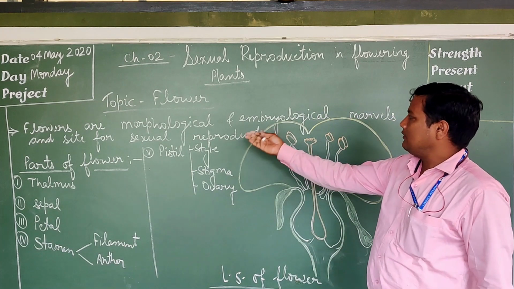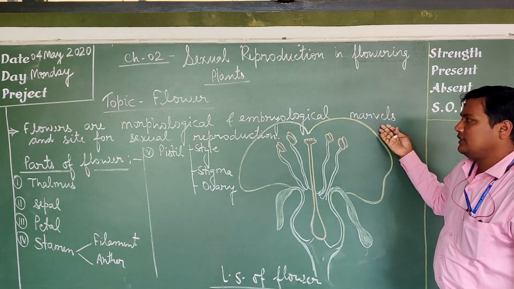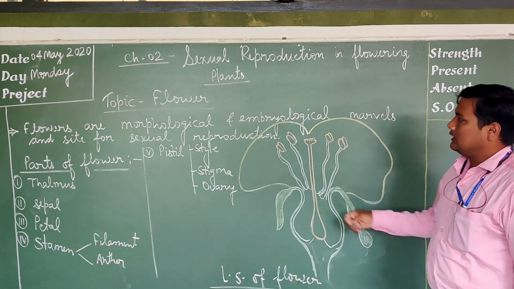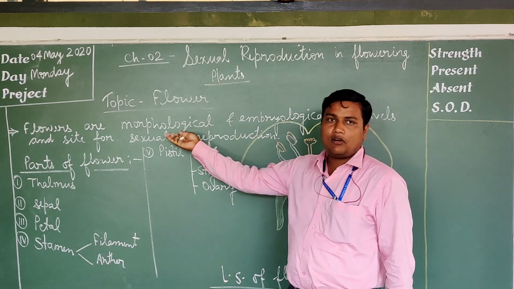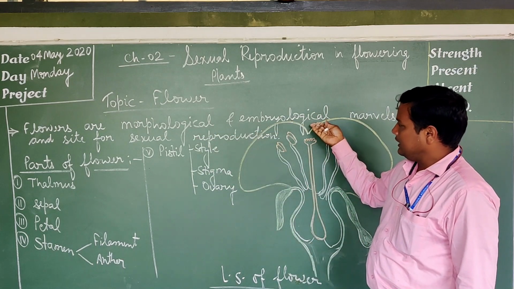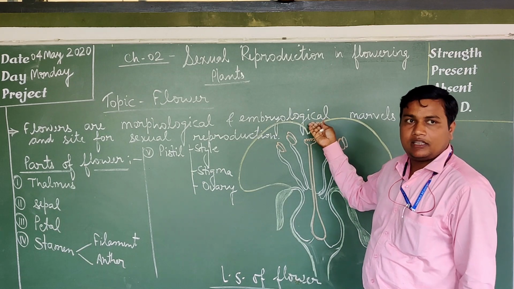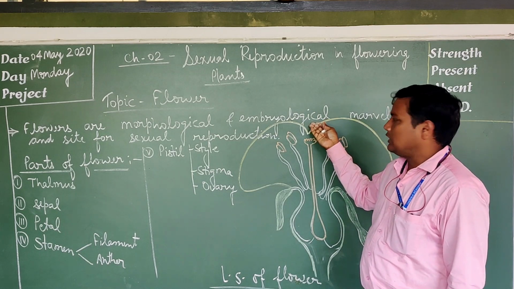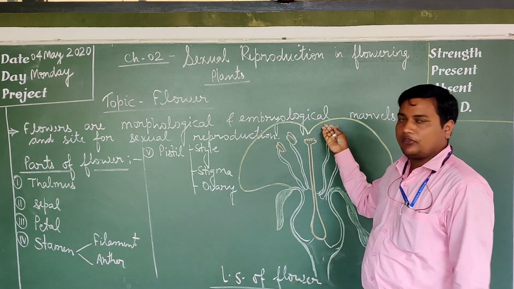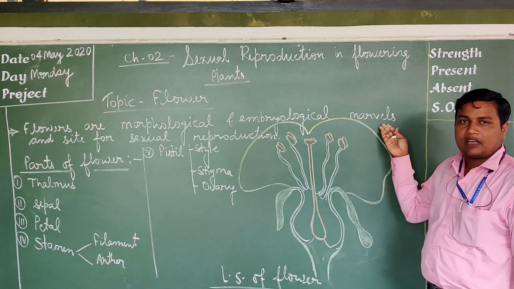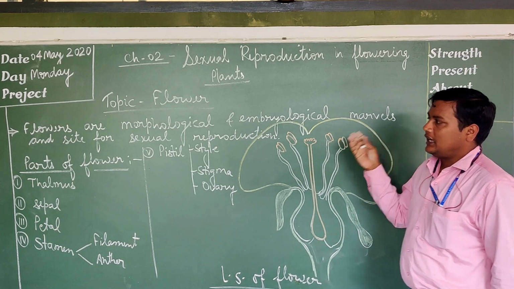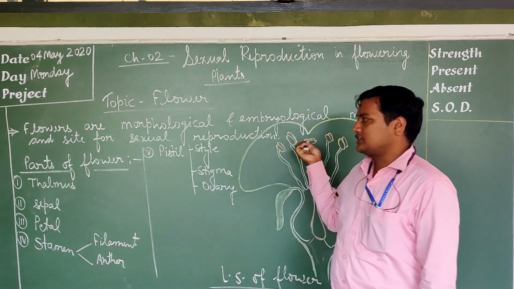So flowers are morphological and embryological markers and the site for sexual reproduction. Morphological means the form and structure. Embryological means the part of pre-fertilization. So after pre-fertilization, fertilization occurs, then post-fertilization occurs, then the embryo forms. So marvels means it's a wonderful part of the plant and it is the site for sexual reproduction.